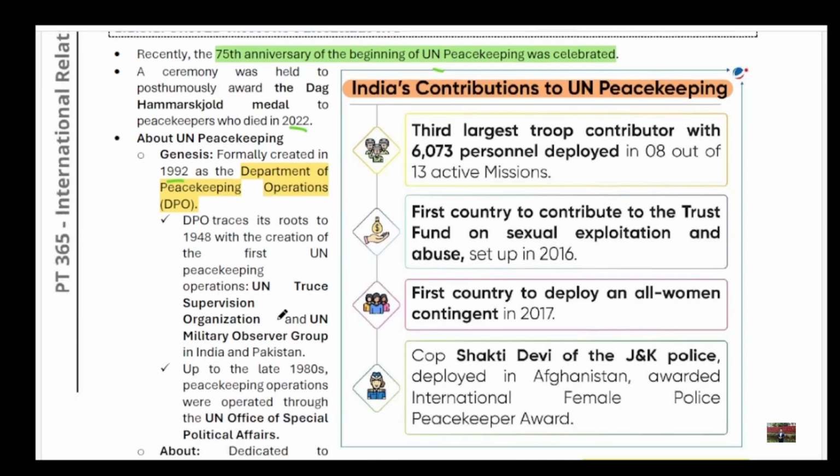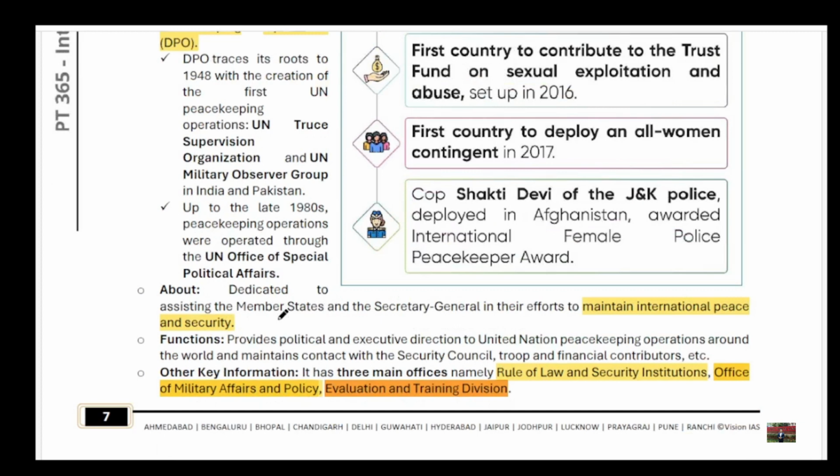So what are the important aims of United Nations peacekeeping? It is basically dedicated to assisting the member states and the Secretary General in their efforts to maintain international peace and security.